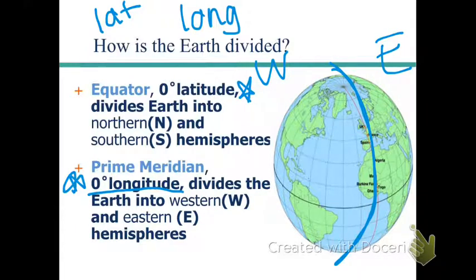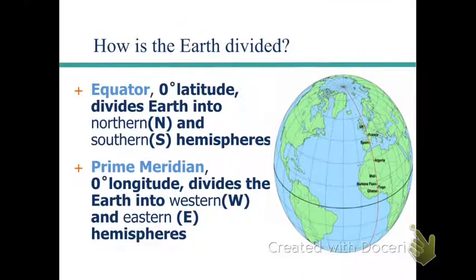Now, if you're also having trouble remembering your compass, you have north and south, and you have west and east. I always remember west and east because it goes "wee" all the way around the world. So it says the word "we." So I'll clear the screen and then we will move on.